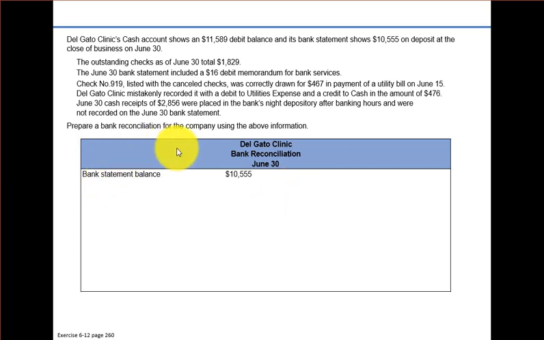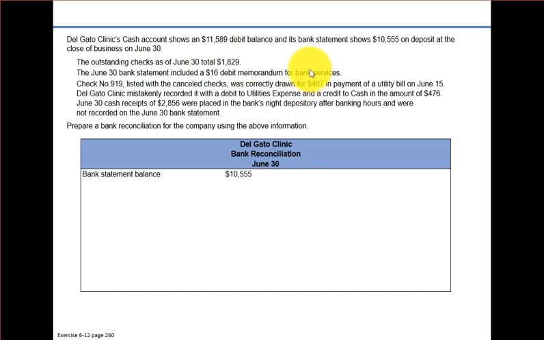You're going to have one side for the bank and one side for the books. And when all the smoke clears, you're going to make sure that both sides on the bottom here reconcile with each other. That is, they agree. So we start off with the bank statement, $10,555. We have outstanding checks as of June 30th totaling $1,829.